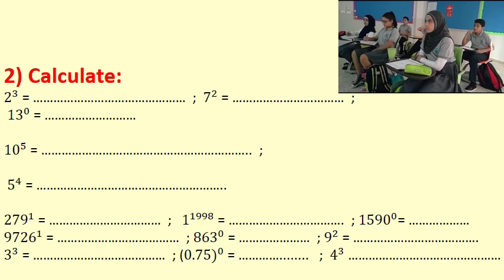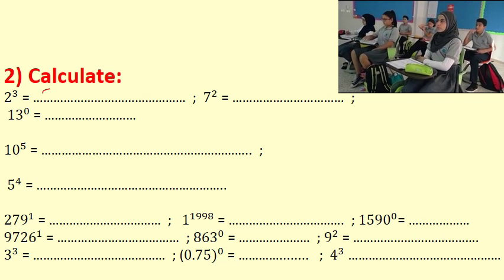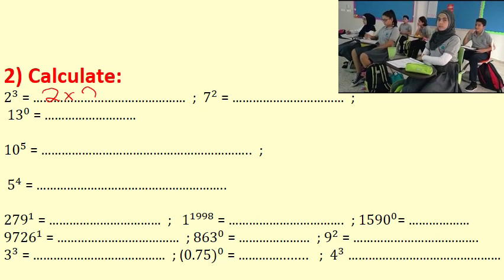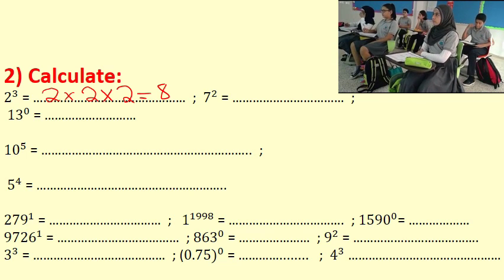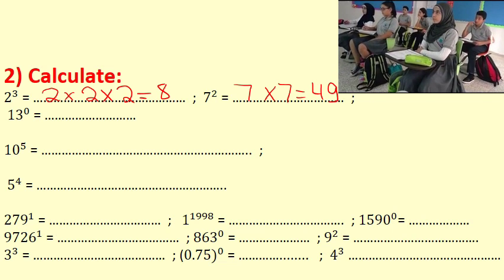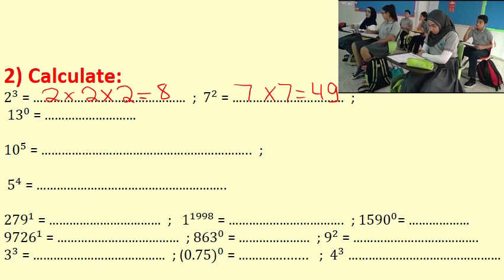Dana, 2 cubed is written 2 times 2 times 2, equals 8. Selena, 7 squared. 7 times 7 equals 49. Yes, Ala, 13 to the power 0. Why does 13 to the power 0 give you 1, Ala? Yes, any number to the power 0 will give us 1.